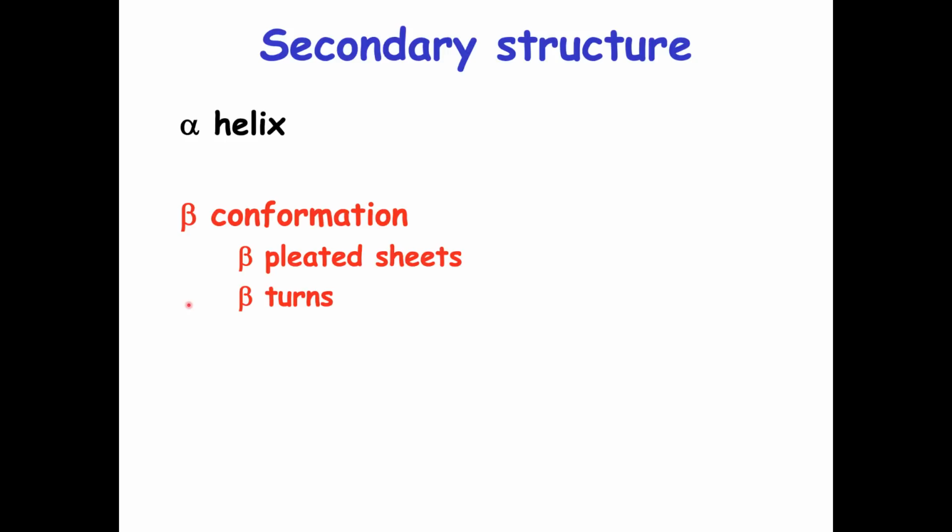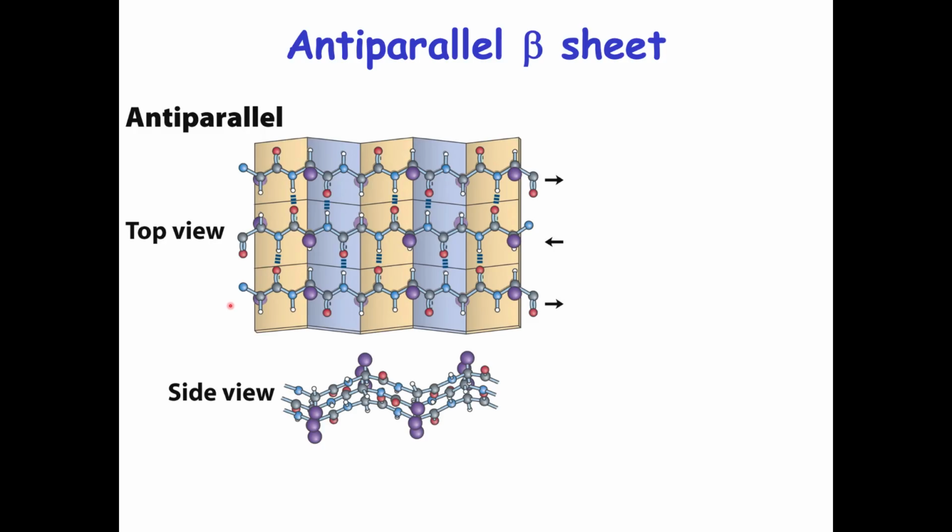There's also beta conformation, and these can be found as pleated sheets or as beta turns. And so here we see a representation of an antiparallel beta sheet. So we see one strand on the top, and this is the N terminus and the C terminus, and then it's antiparallel, so this is going to be the N terminus and the C terminus, and the N terminus and the C terminus.